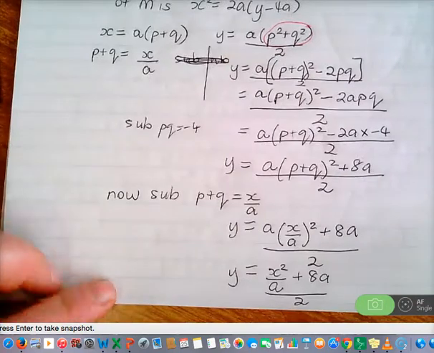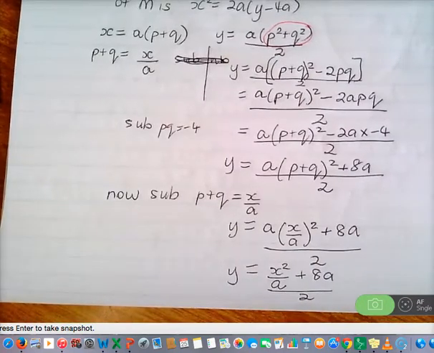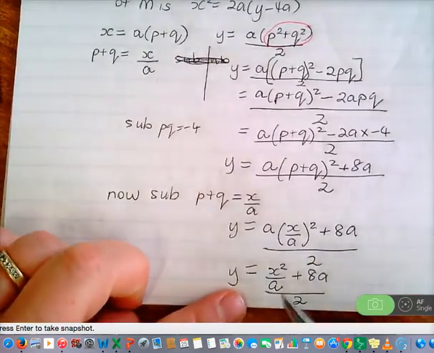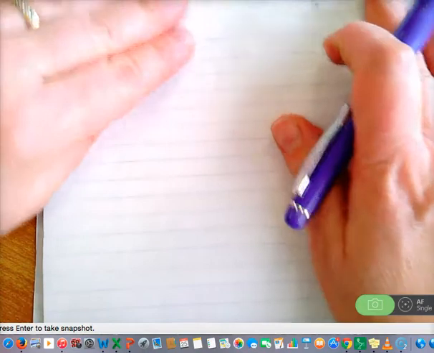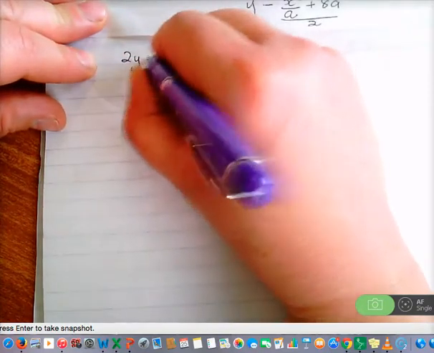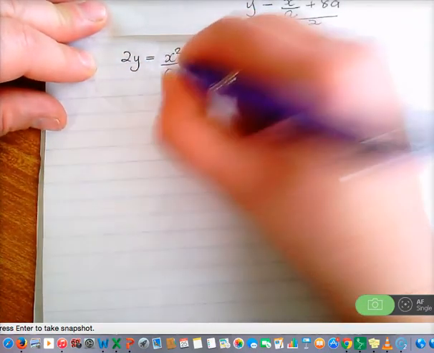So let's just do one step at a time. We don't want to ruin this. Now, if you're dividing... All right. No, you could. We can take the 2Y over. I'd be wanting a bit of a common denominator on this top row. Let's just take the 2 over and get rid of it. 2Y is X squared on A.